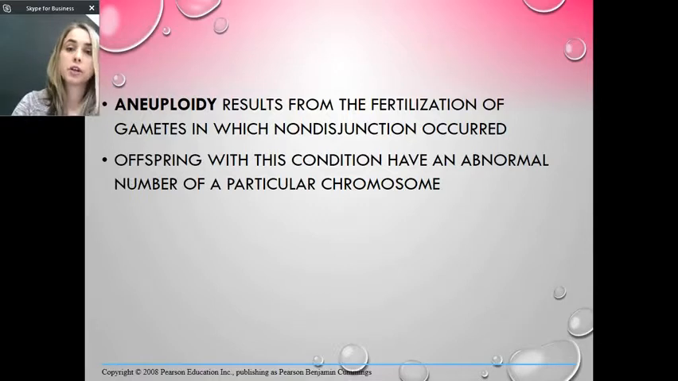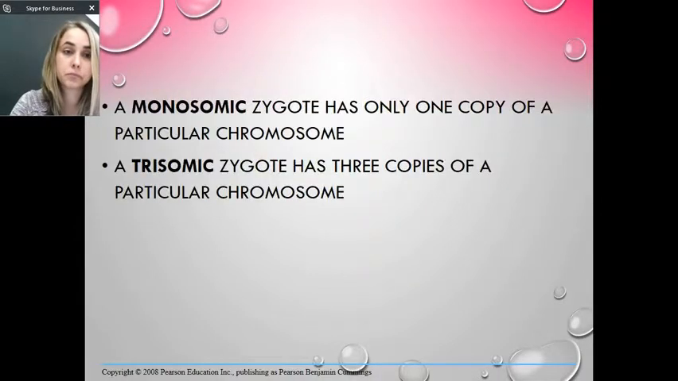Aneuploidy results from the fertilization of gametes in which non-disjunction occurred, and offspring with this condition have an abnormal number of a particular chromosome, either too few or too many. If you have only 1 copy of a particular chromosome, it's called a monosomy or being monosomic. And if you have 3 copies instead of 2 of a particular chromosome, it's called a trisomy or being trisomic.